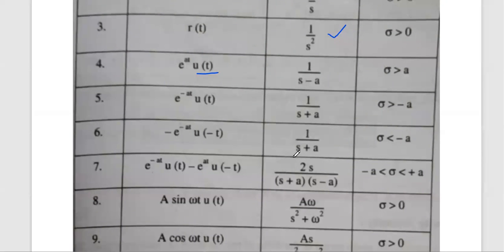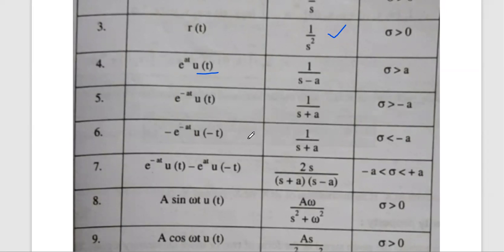This signal also has the same Laplace transform answer, 1 by S plus A, as that of the previous one. E power minus at u of t and minus e power minus at u of minus t have the same Laplace transform answer. But the ROC will be different. Since this signal is a causal signal, the ROC is greater than minus A. This signal is an anti-causal signal, so the ROC value sigma should be less than minus A.